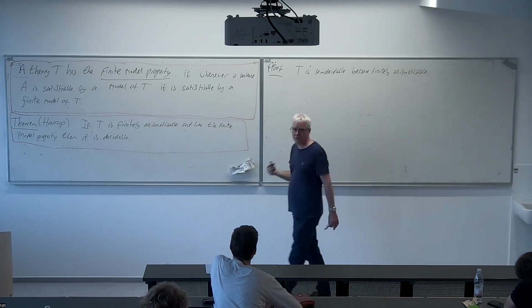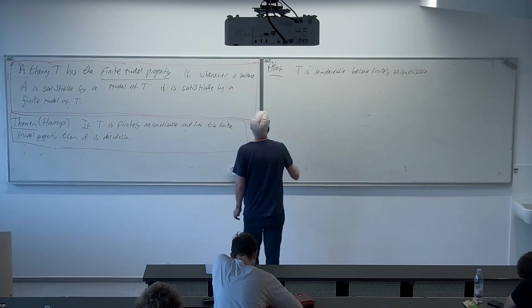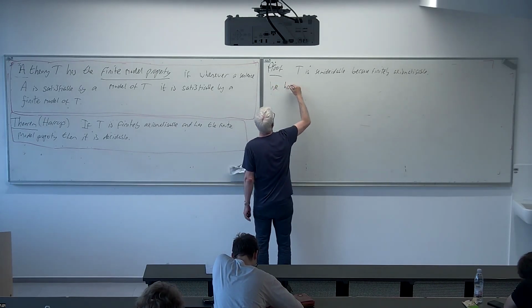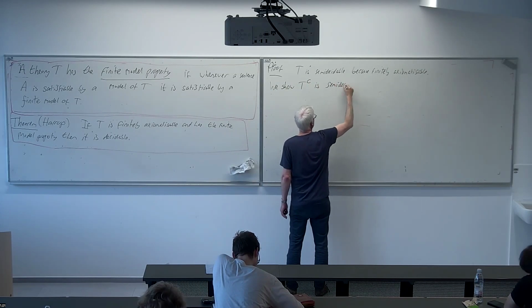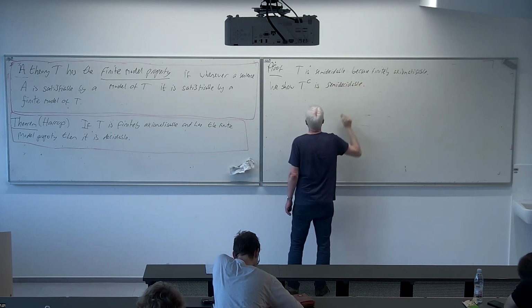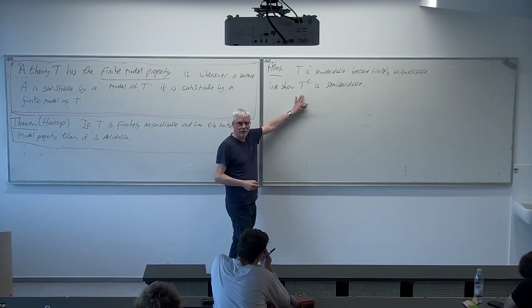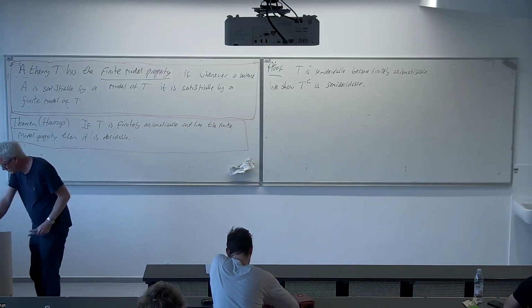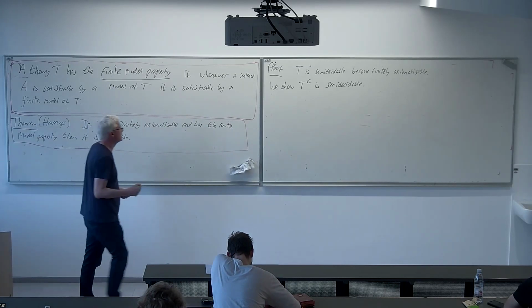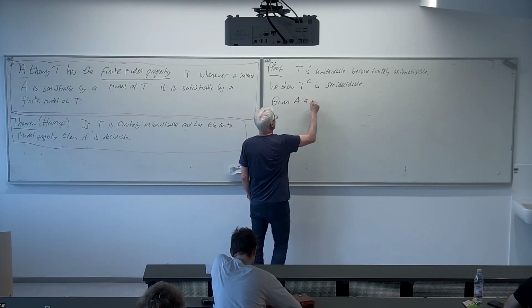So we just need to show that the complement of T is not semi-decidable. We show the complement of T is semi-decidable. So in other words, given a sentence A as input, we want to semi-decide.